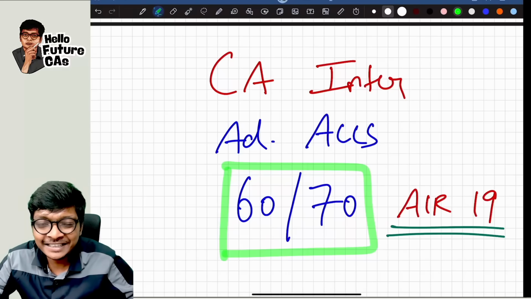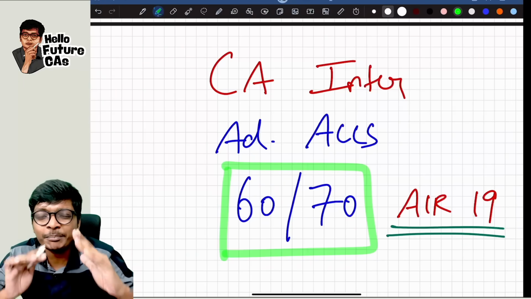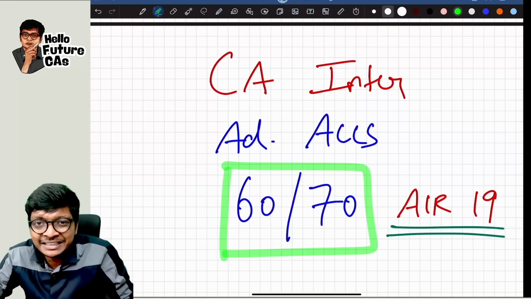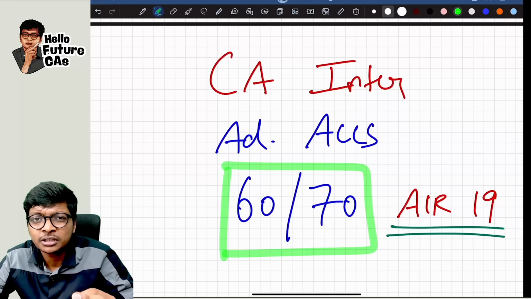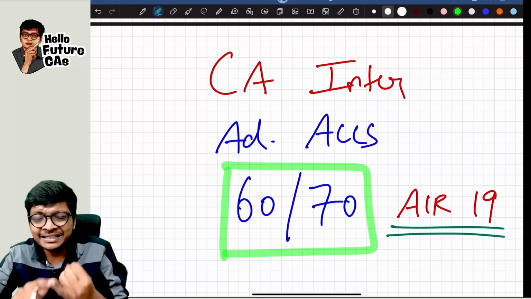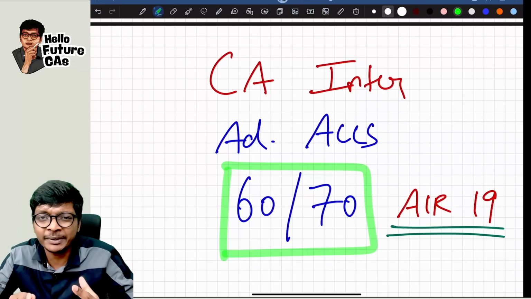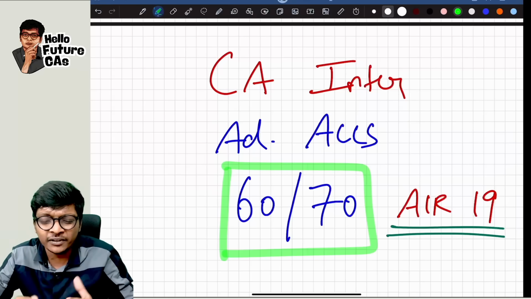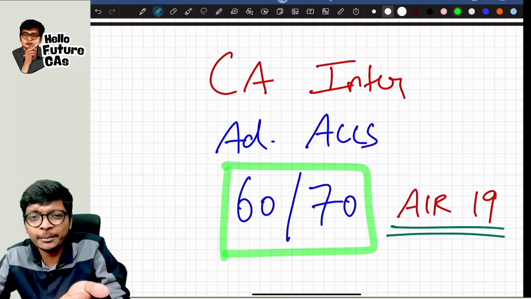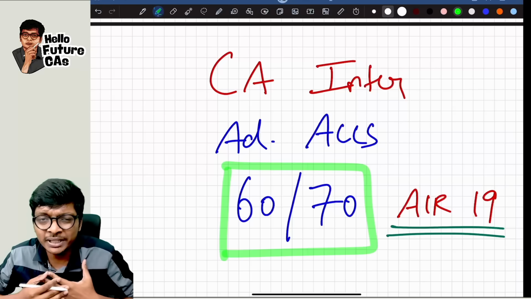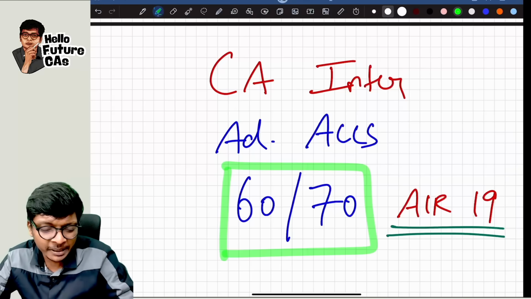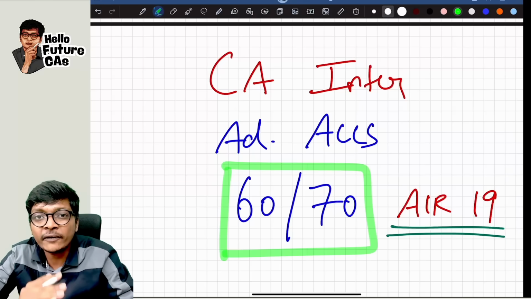Hello, future CAs. In your advanced accounting paper, one of the most important things is presentation of the paper, because you would have spent 3, 6, 9 months in preparation and 3 hours you will write with your fullest efforts and present it to the examiner. The examiner will spend maybe 15 to 20 minutes on your paper and decide your fate.